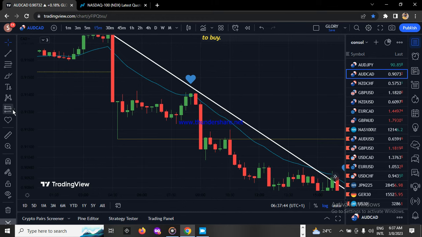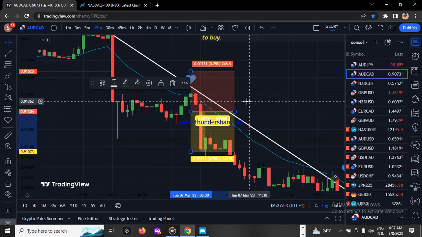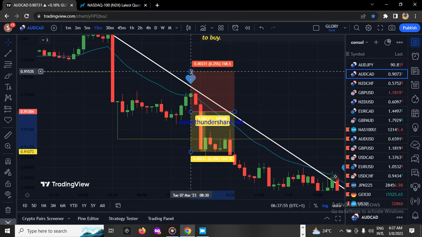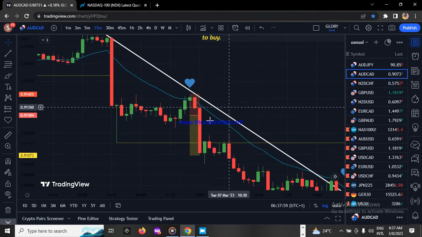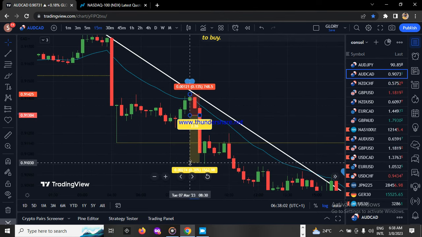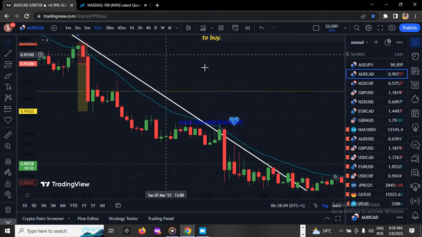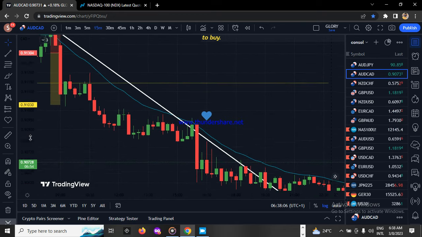At this point, you can place your entry at the low of the long bullish candle and your stop loss at the high of the candle. Minimum 2-to-1. The same thing happened here.